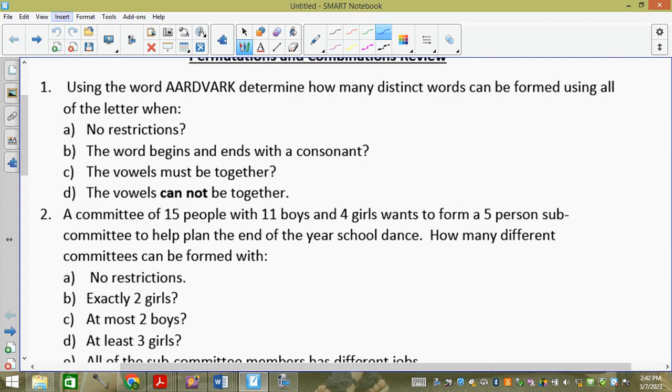So the first thing we do when we get a word is we make sure we rewrite it stacking letters. So no restrictions. How many letters are in aardvark?